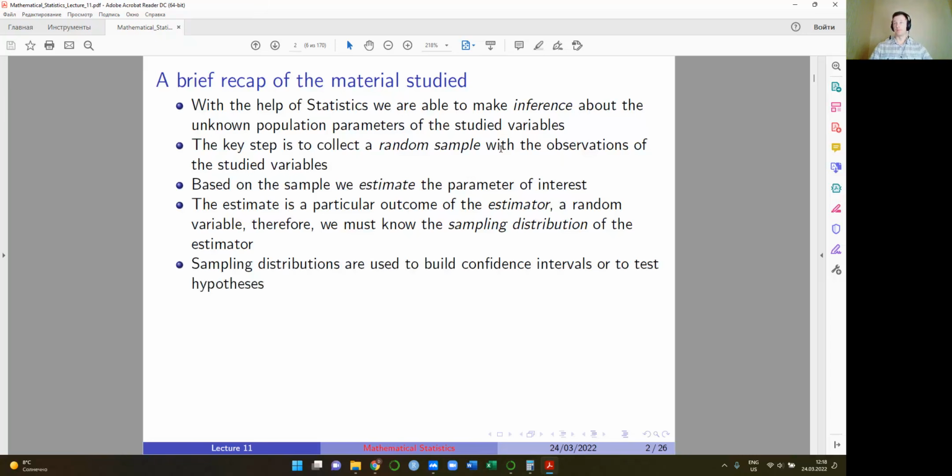Therefore, we do some other thing. So we get the appropriate test statistic, which has a known sampling distribution. Then we make hypothesis testing. So basically, with the help of the sampling distributions, we either build confidence intervals, and then we say that, well, with 95% confidence, we believe that this interval covers the population parameter, or we test some hypothesis.